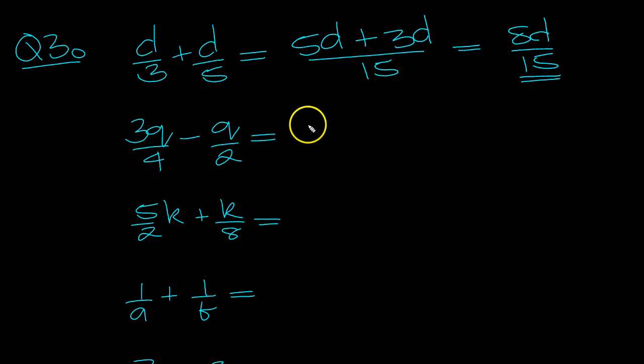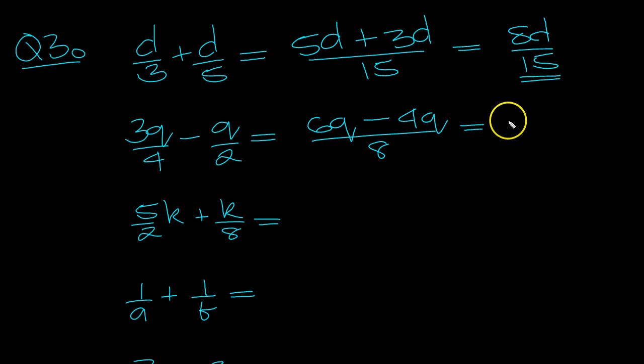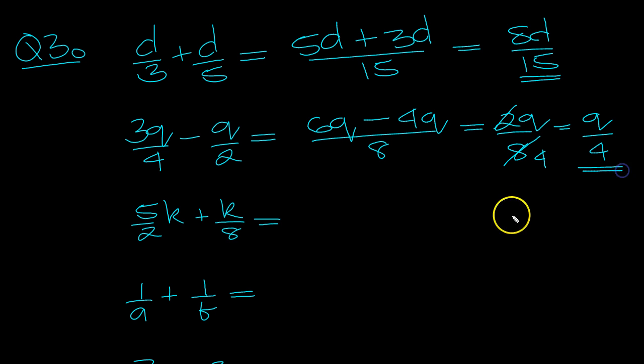Here cross multiply again, 6q minus 4q over 4 2s are 8. So 6 minus 4 is 2q over 8. And there's a 2 common top and bottom, isn't there? So we can simplify that to q over 4.